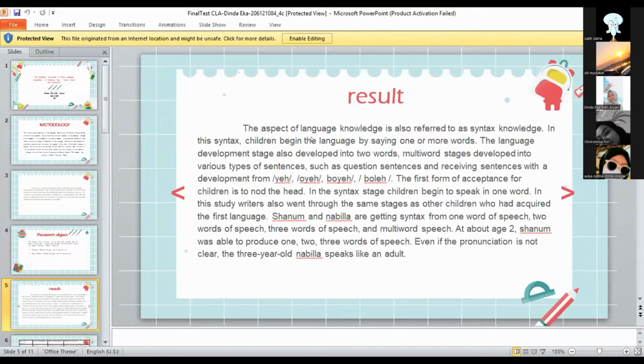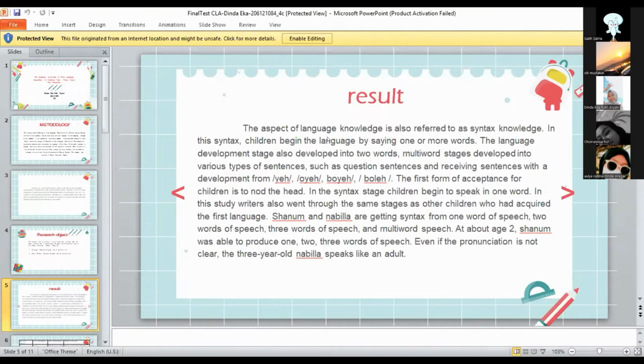Result. The aspect of language knowledge is also referred to as syntax knowledge. In the syntax, children begin the language by saying one or more words. Language development stages also develop into two-word and multi-word stages, developing into various types of sentences, such as question sentences and accepting sentences, with a development from yeah, oh yeah, boleh. The first form of acceptance for children is to nod the head.